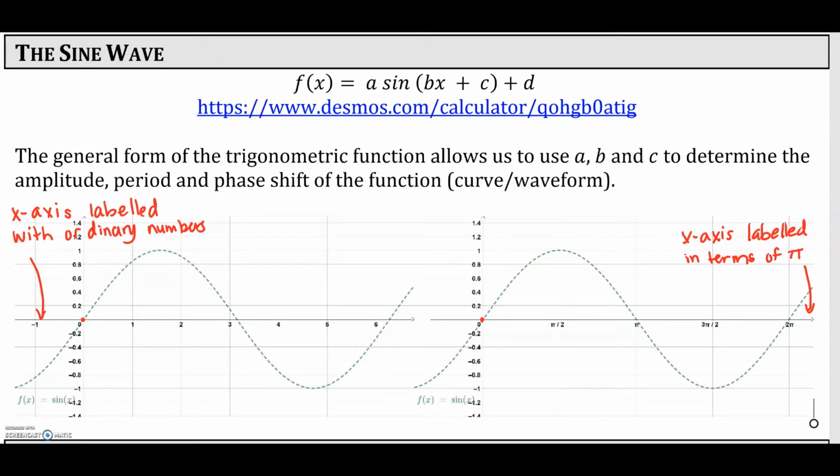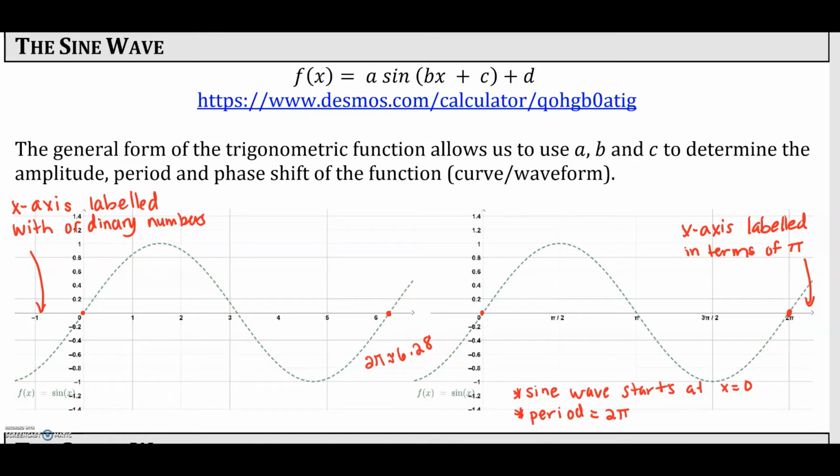The period of the sine wave, which we will define more later, is 2 pi. So you finish one full cycle in 2 pi units. And we know that 2 pi, if you evaluate it on your calculator, is roughly 6.28.